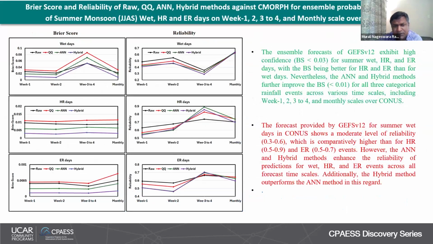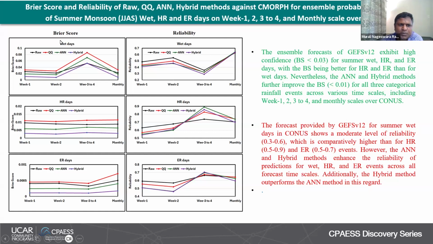And here I have also calculated some ensemble probabilistic skill scores using the 11 members output. This is the Brier score and reliability. I have calculated the average score for week 1, week 2, week 3 to 4, and the monthly score, and reliability also. If the Brier score and reliability have a low value, that means it is good; if the value is higher, it is worse.